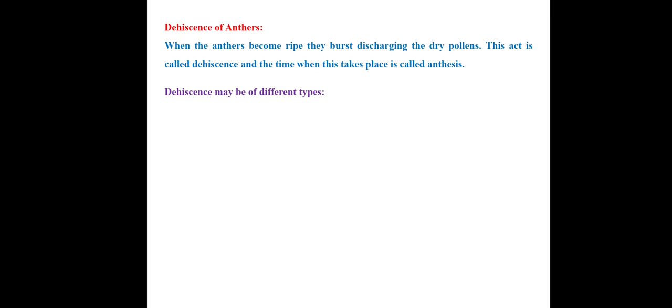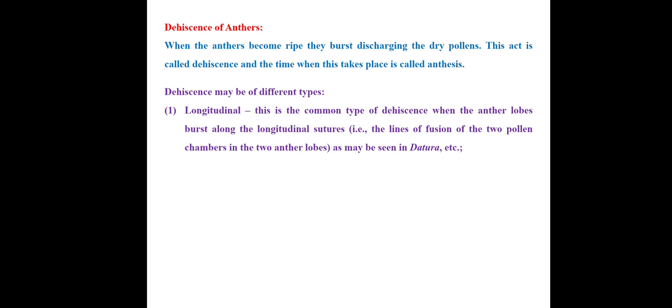So, dehiscence may be of different types. What are those? The first one is longitudinal. This is the common type of dehiscence when the anther lobes burst along the longitudinal suture, that is the line of fusion of two pollen chambers in two anther lobes, as may be seen in Datura.